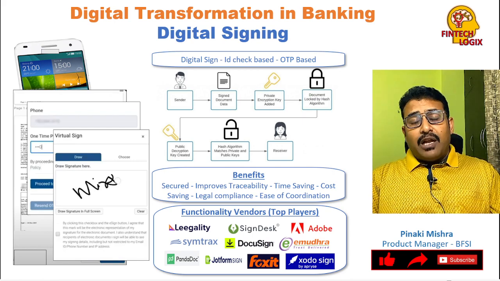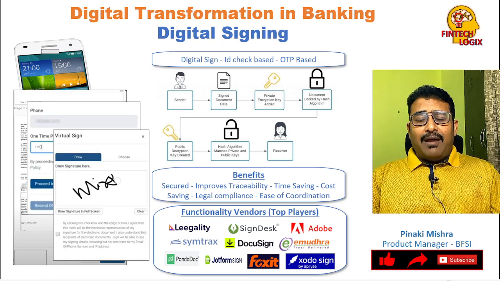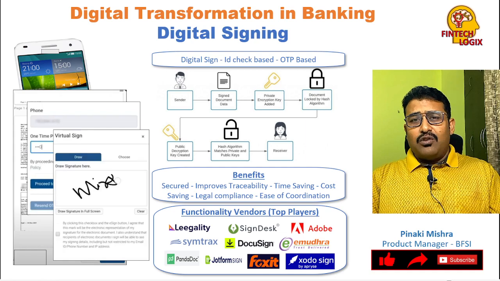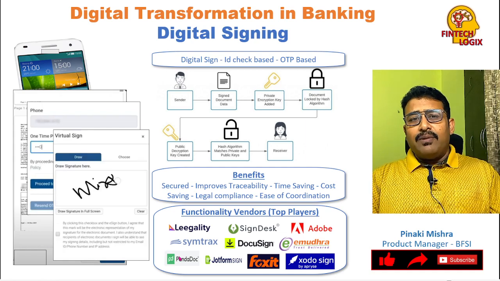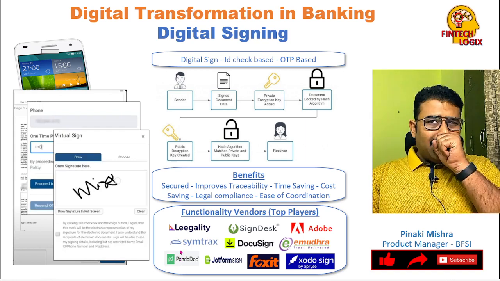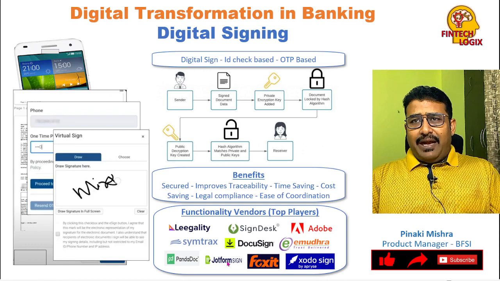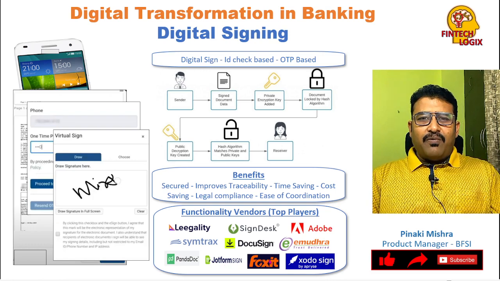Recently, eMudra, which is an Indian government affiliated authority, has come up with a low cost digital signing, which is also being used by many financial services players. Apart from that, specifically in European markets, we have PandaDoc and JotForm Sign. In US markets, even Foxit and Zoho Sign are quite famous.